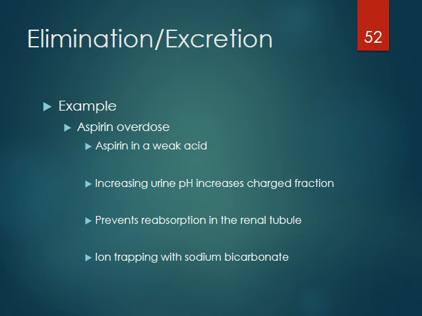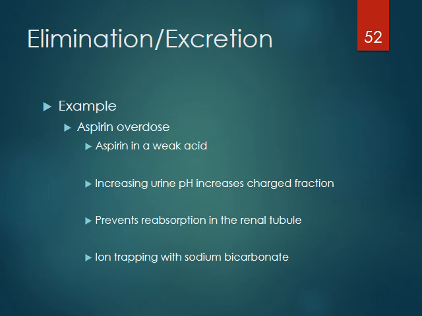So a good example where you can actually alter the pH of the urine to help increase elimination of a drug would be in the case of an aspirin overdose. We've mentioned previously that aspirin is a weak acid, and so one of the things we can do to help increase elimination from the kidneys is increase the urine pH. By increasing that urine pH, I'm going to put more of the aspirin into an unprotonated state. It's going to be more charged, and thus less of it can be reabsorbed within the renal tubule, and thus it can be eliminated more quickly.